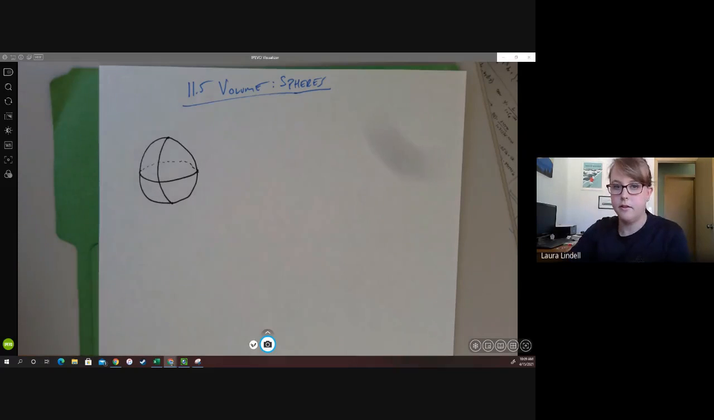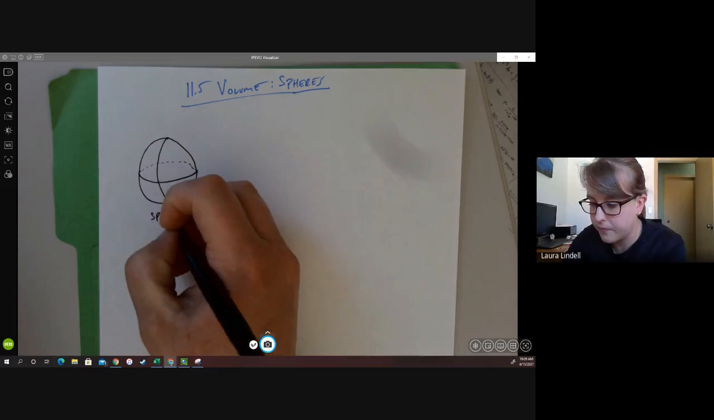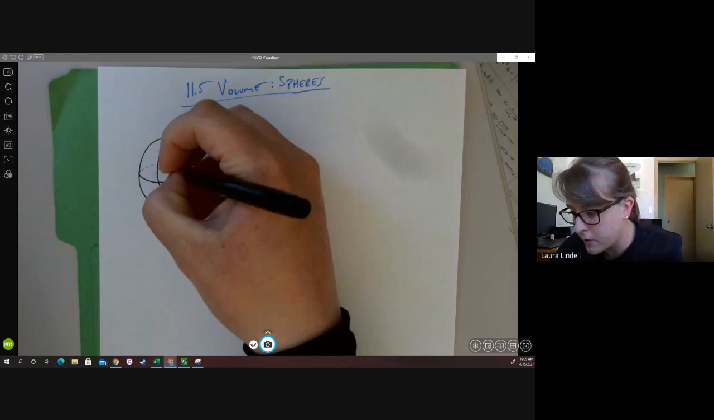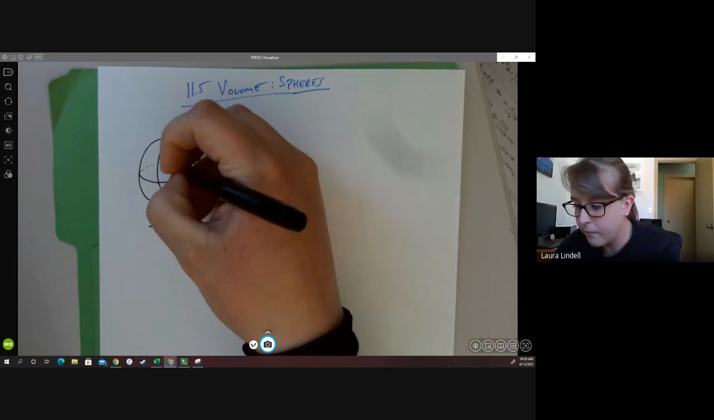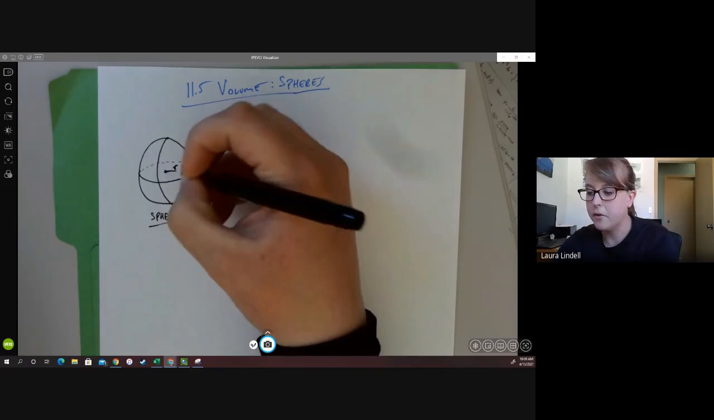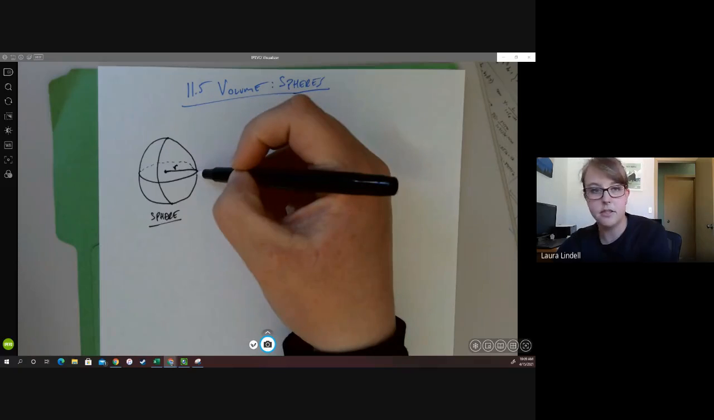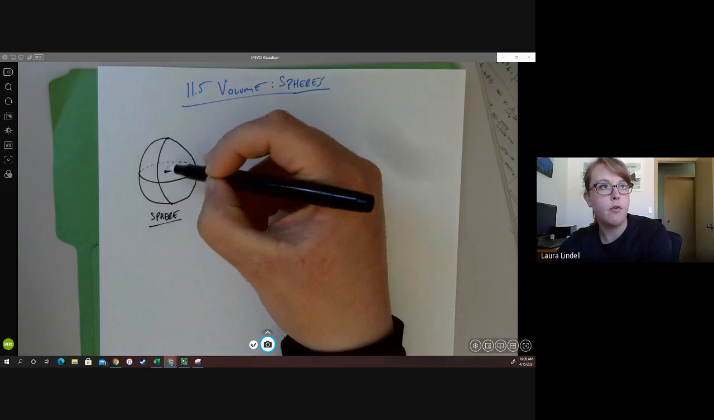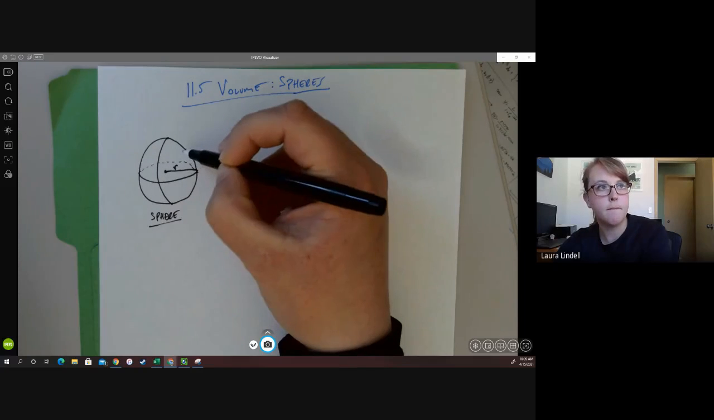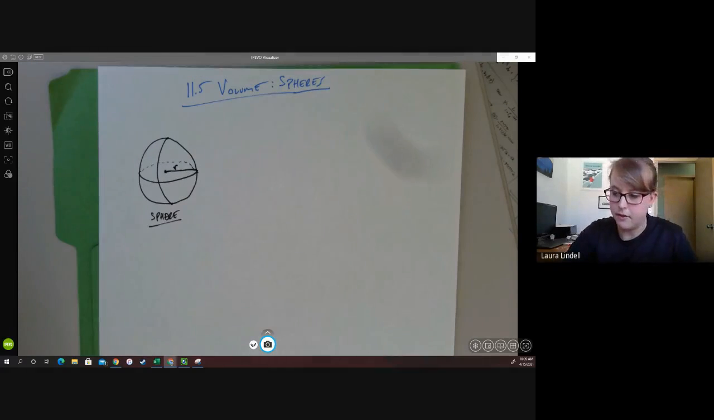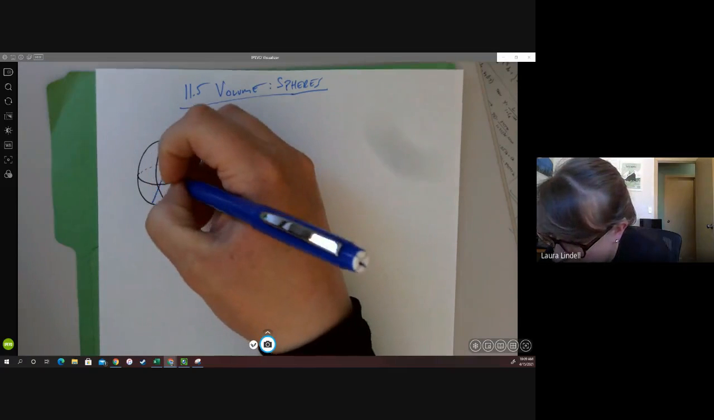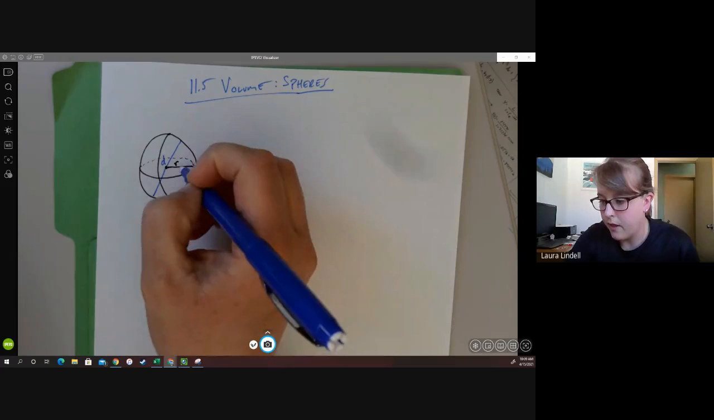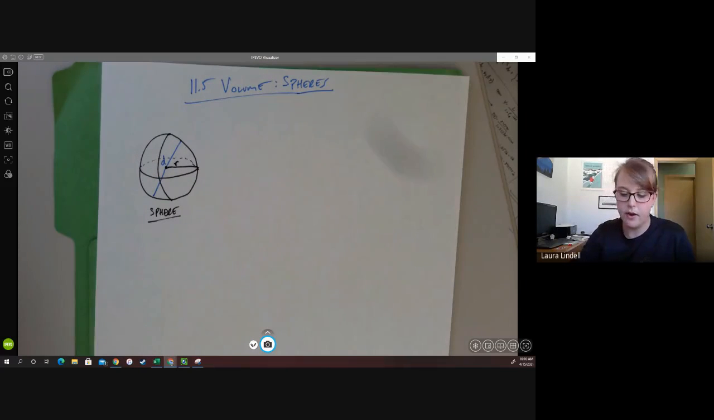Anyways, so this is a sphere. And spheres will typically have either a radius or a diameter noted on them. So a radius, again, would go from the center to the edge, just like on a regular circle. A diameter would go all the way across the sphere through the center. So if you had a diameter, it might look something like this instead. Or it might look like where the radius is at, just all the way across the circle, or all the way across the sphere.